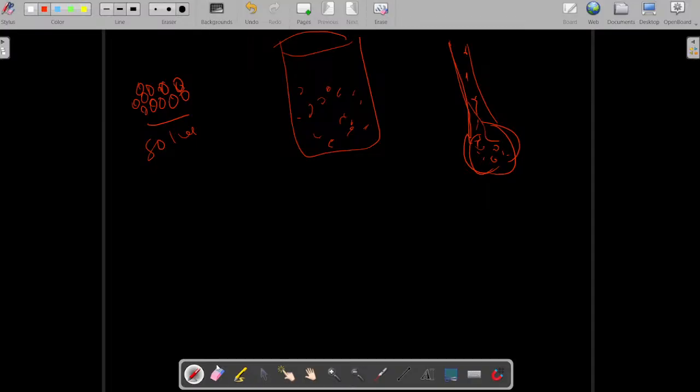Let's move on. Temperature and common SI units. The common units are Celsius and Kelvin. C is Celsius and K is Kelvin. 0 degrees Celsius is equal to 273 Kelvin.